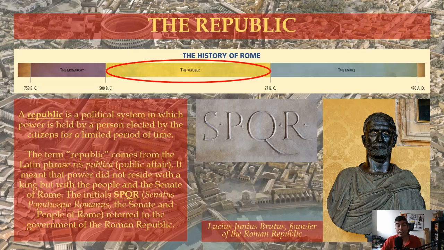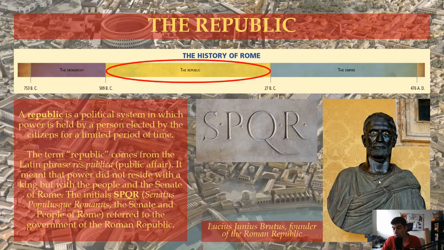And this means that the power did not reside with a king, with a single person, but with the people and the Senate of Rome. In fact, Rome was usually named with these letters, S-P-Q-R, in Latin, Senatus Populusque Romanus. El Senado y el Pueblo de Roma, the Senate and the People of Rome.